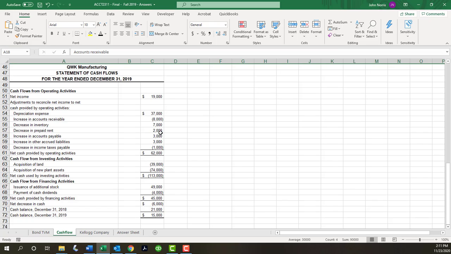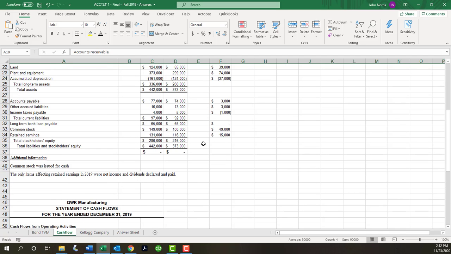Conversely, decreases in inventory and prepaid rent. You're not buying more inventory and you're not paying any more prepaid rent. So that increases cash because you're not using cash to buy new inventory.